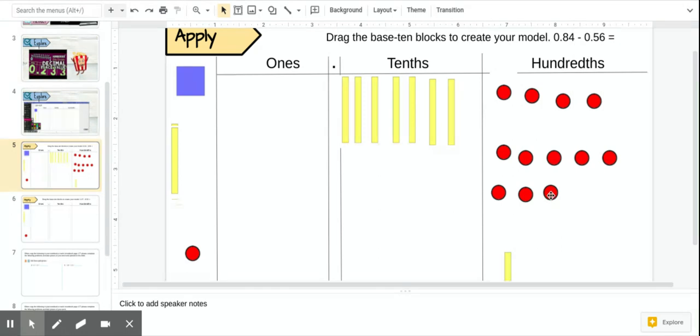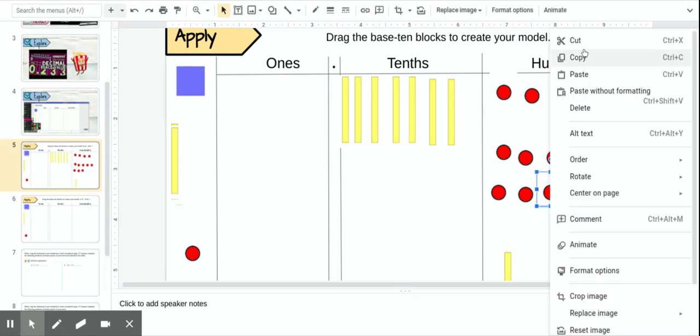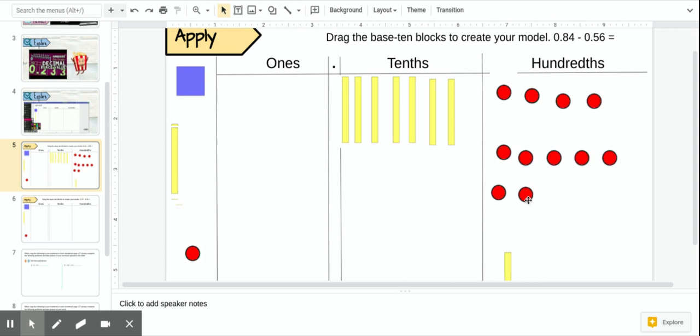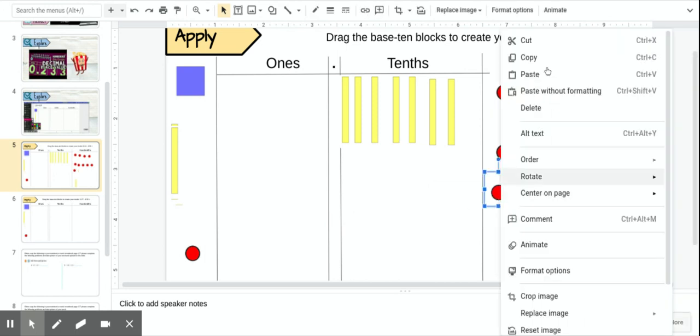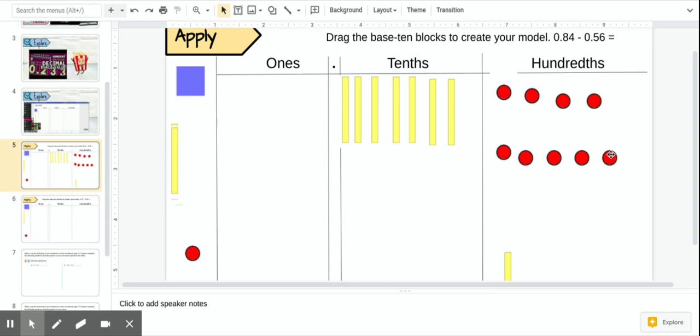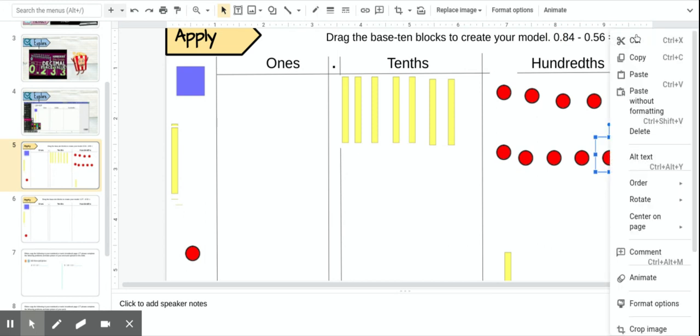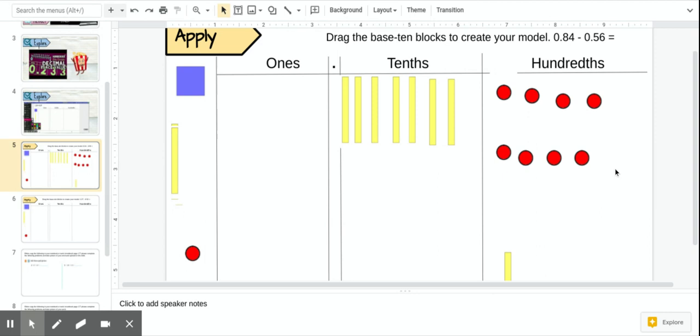So there's 4, 5. I've got 5 more. 6, 7, 8, 9, 10. Now I can take away 6.